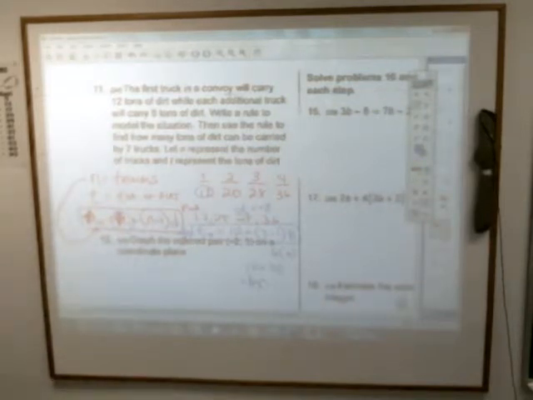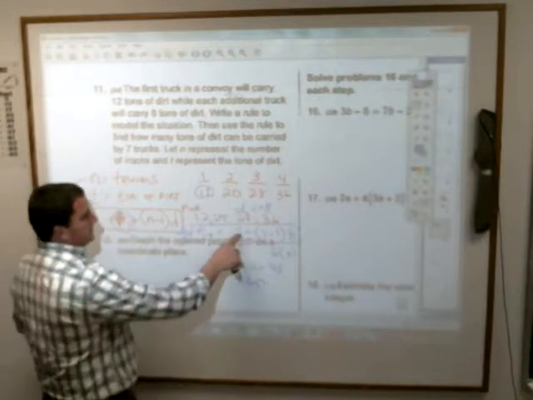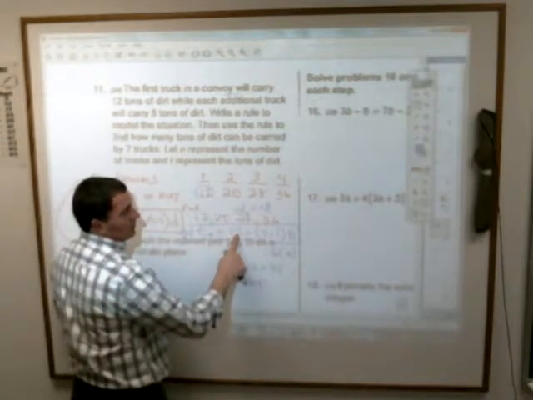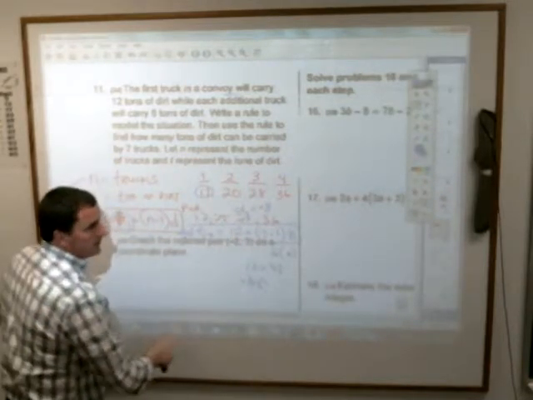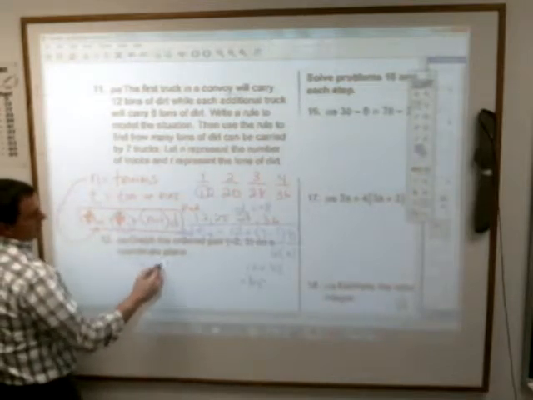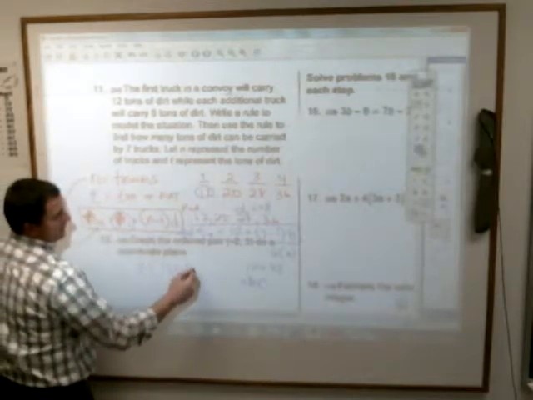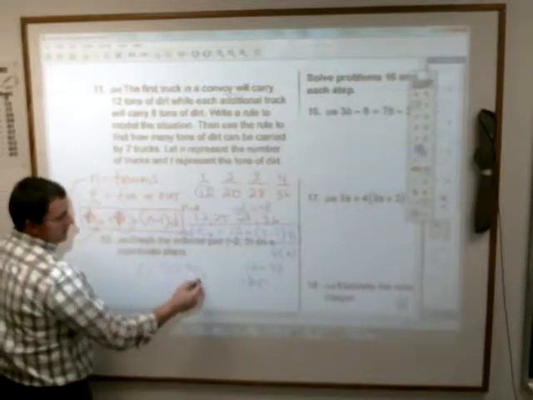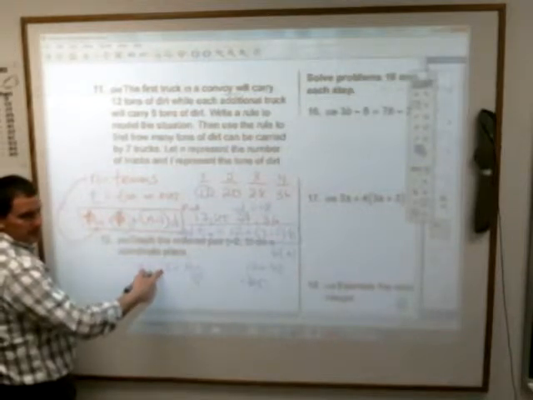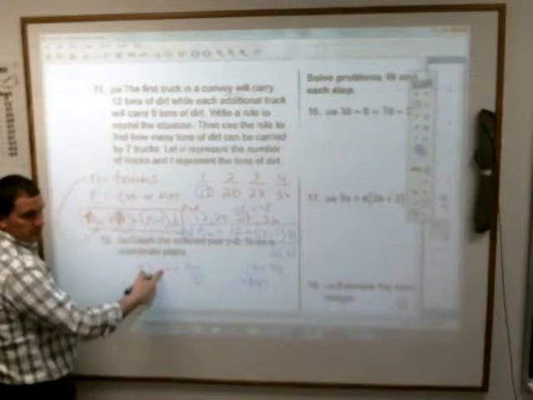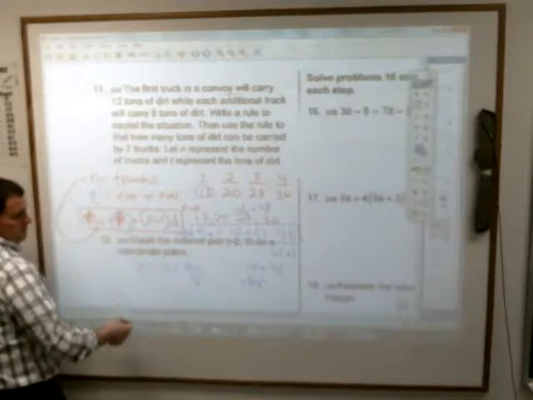Okay. I did t equals 12 plus 8n. Well, let's do that. T equals 12 plus 8n. So you said there were 7 trucks. 7 times 8 is 56. 56 plus 12 is not 60. Oh, I don't know what I did. Okay, so no, yours wouldn't work.